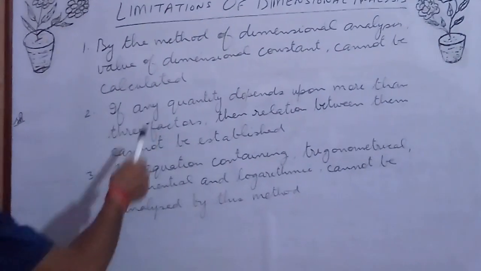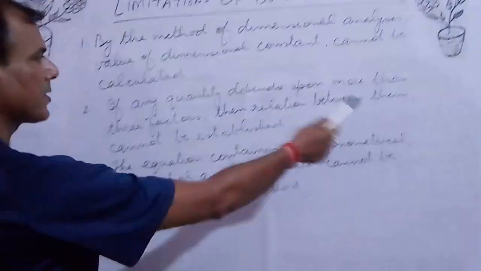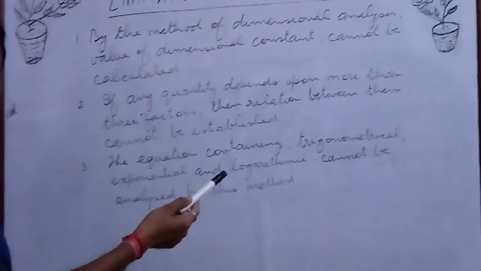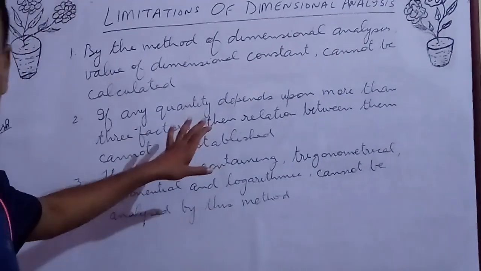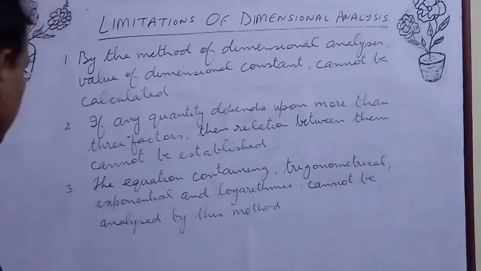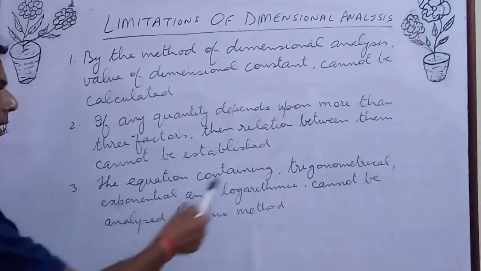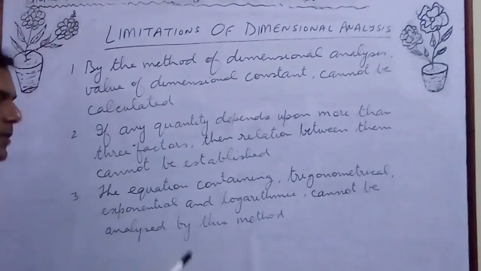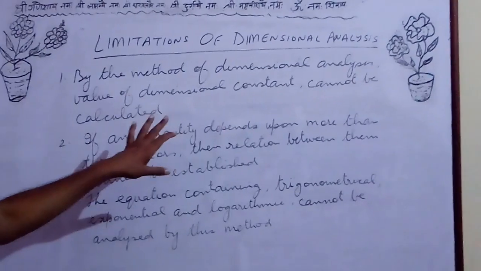The second limitation is that if any quantity depends upon more than 3 factors, then the relationship between them cannot be established, because finally we get 3 equations, and if there are 4 unknowns, we cannot find them out. Third, equations containing trigonometric, exponential and logarithmic functions cannot be analyzed by this method. So these are the limitations of dimensional analysis.